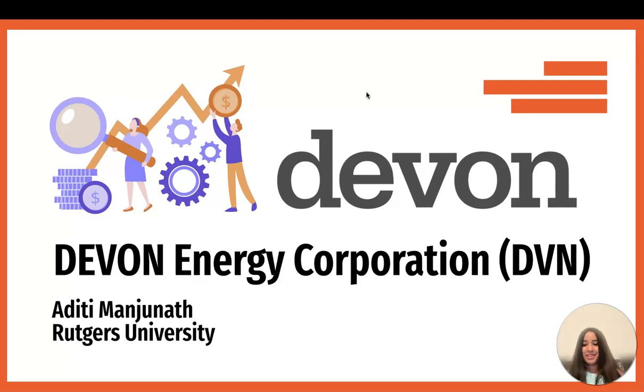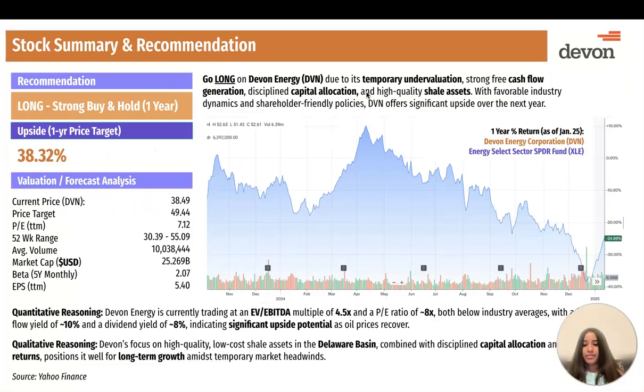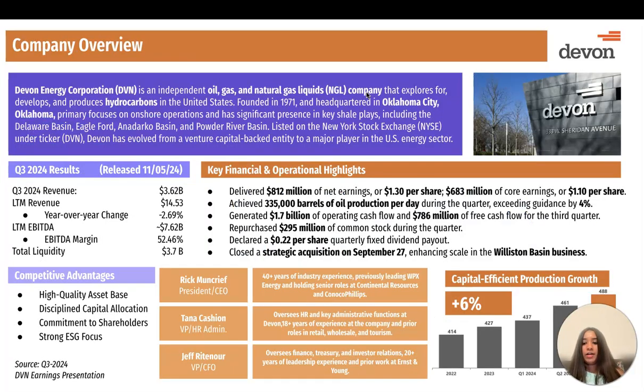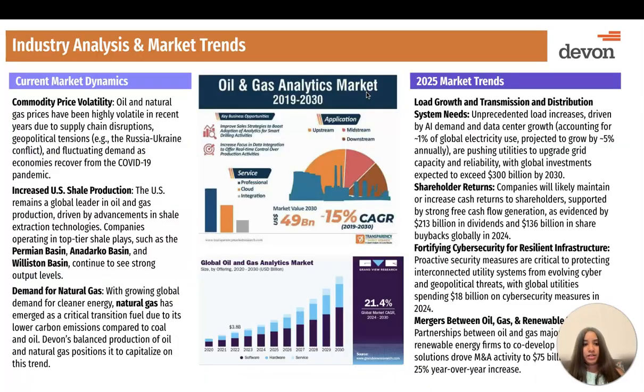Let's go. So this is Devon Energy, an oil and gas company. They are an independent oil and gas producer in the US, and they matter because they produce over 325,000 barrels of oil per day and operate in high-value shale basins like Delaware and Wisconsin.